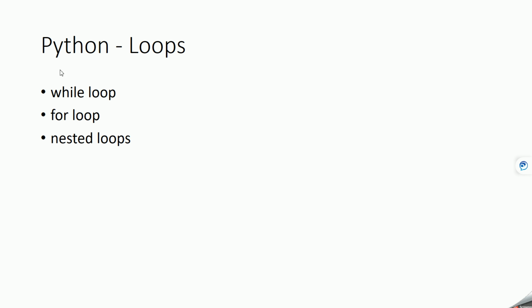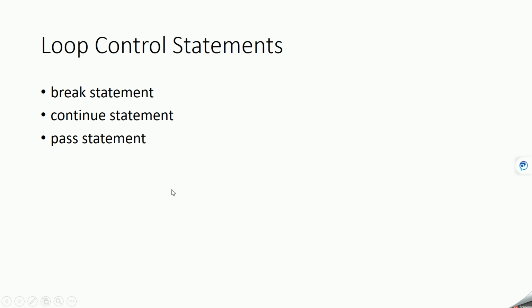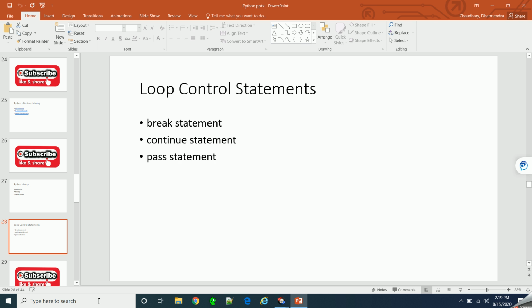Okay, so we use loop whenever we want to perform same or similar task again and again. That is, the task is repetitive in nature. Along with this loop we'll also learn about the loop control statements like break, continue and pass. Now let's see each of these along with example.